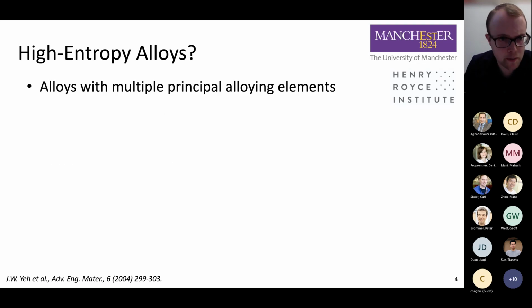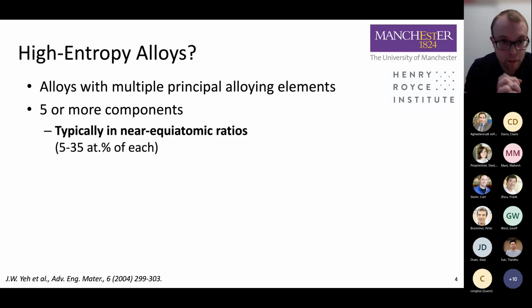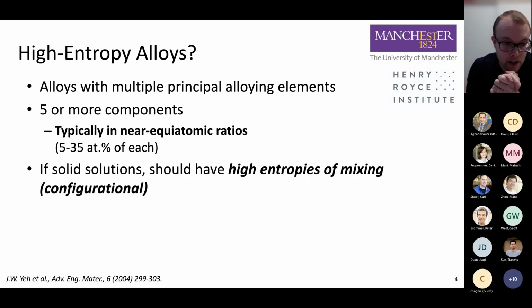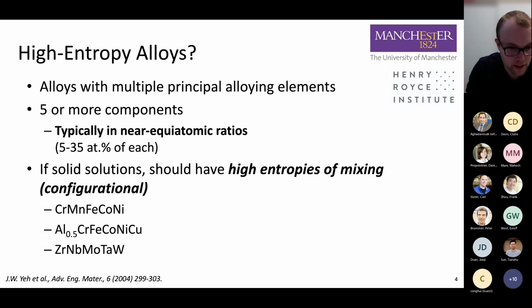What are high-entropy alloys? High-entropy alloys are alloys with multiple principal alloying elements. Typically, we have 5 or more of these alloying elements, and they're very often in near-equiatomic ratios. One definition is that there has to be at least 5 atomic percent of each alloying element, so it's between 5 and 35 atomic percent of each. But very often you find that they're in equiatomic ratios, and that's just the alloys that we've looked at. They're called high-entropy alloys because if they happen to form solid solutions, they should have very high entropies of mixing, high configurational entropies of mixing.